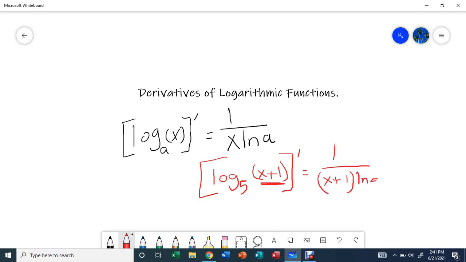of 5. But here we have a composed function, so we have to use the chain rule, but the derivative of x plus 1 is just 1. So the derivative of x plus 1 using the chain rule is just 1. So it's just going to be 1 over ln of 5 times x plus 1. So that's the derivative of our example.